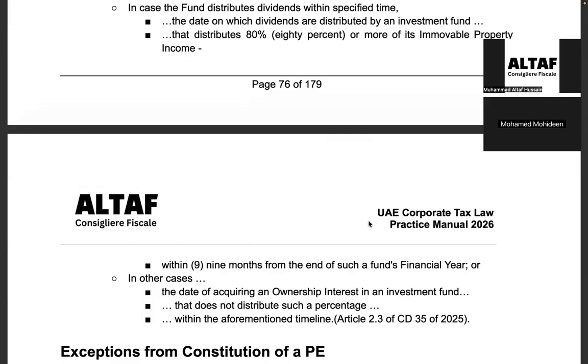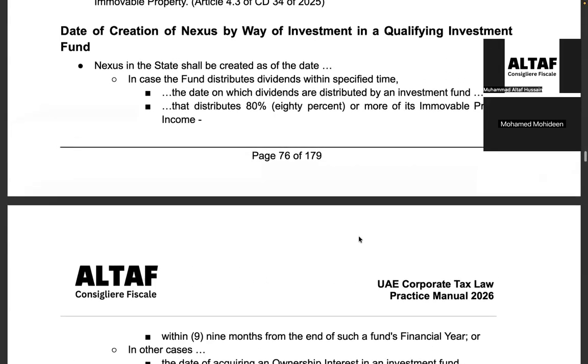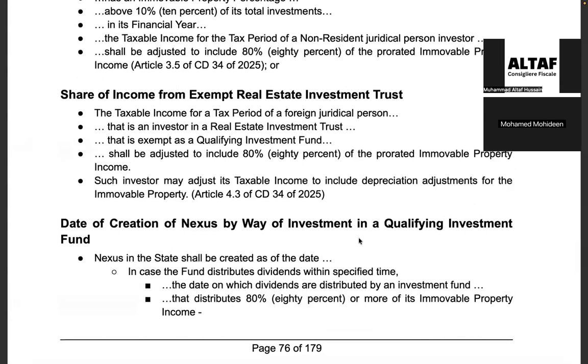My question is, we have been reading qualifying investment fund, right? But is it only qualifying investment fund that we were reading, or something else? What we were studying was actually Nexus. What is this chapter that we are studying, the entire chapter?